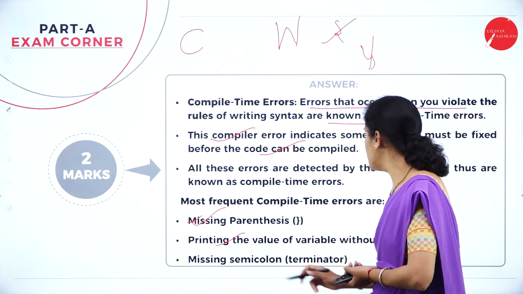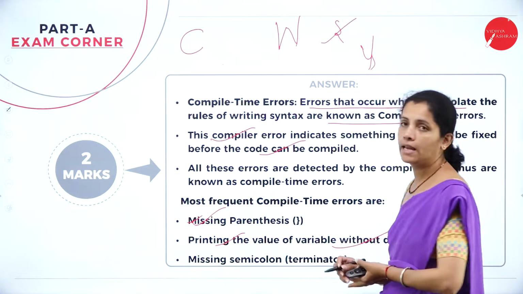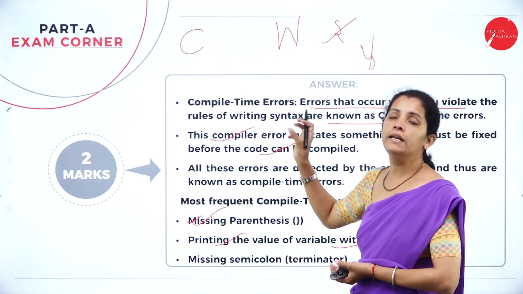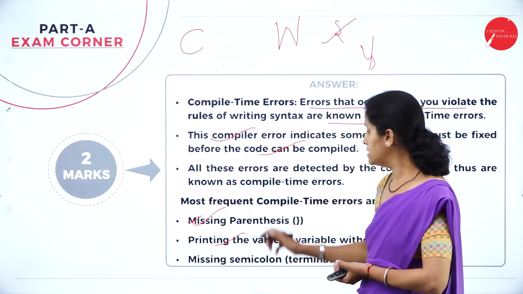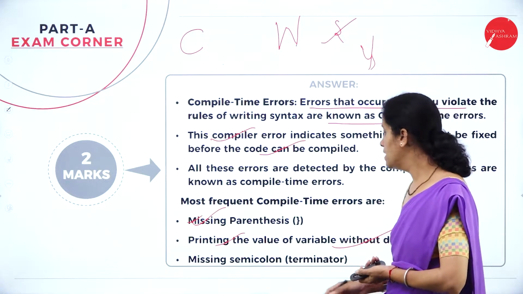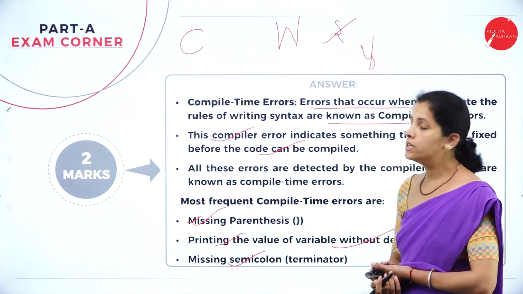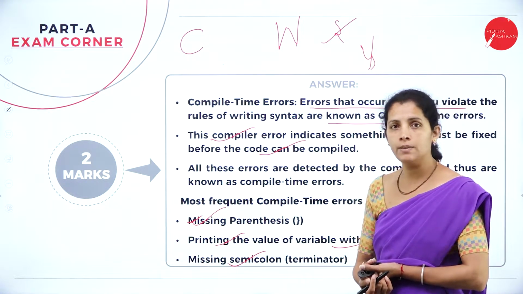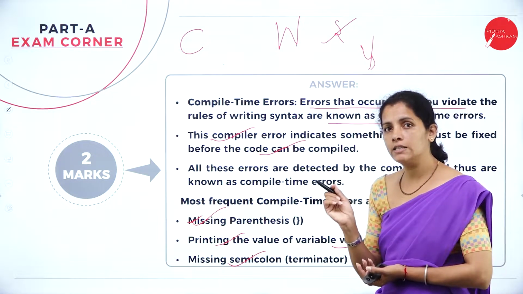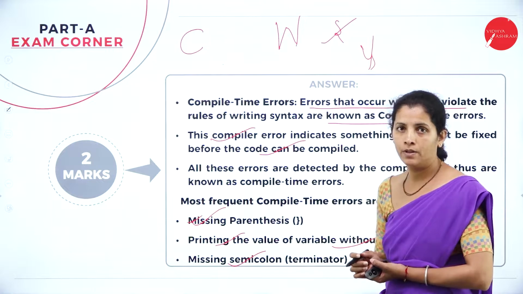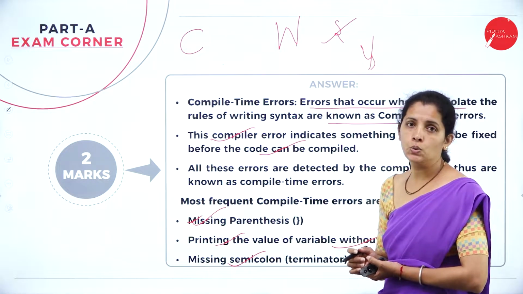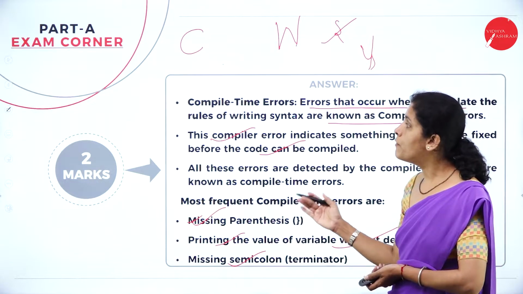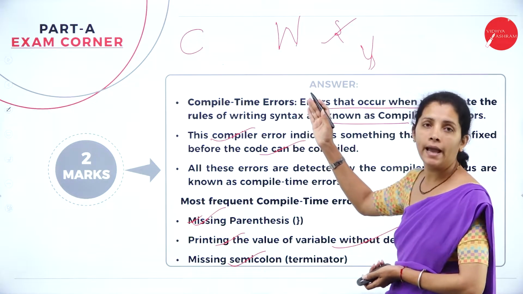Then, printing the value of a variable without declaring it. So I'll write Console.Write of A, but I didn't declare A. Once again, I'm going to get a compile time error. Missing semicolon. So dear student, in C# programming, I want to end the statement by using a semicolon. That semicolon indicates the end of the line. Suppose I forget to place the semicolon, then I'm going to get the error. So these are certain errors that fall under compile time errors.